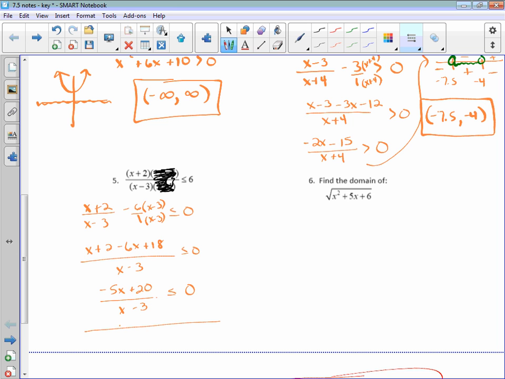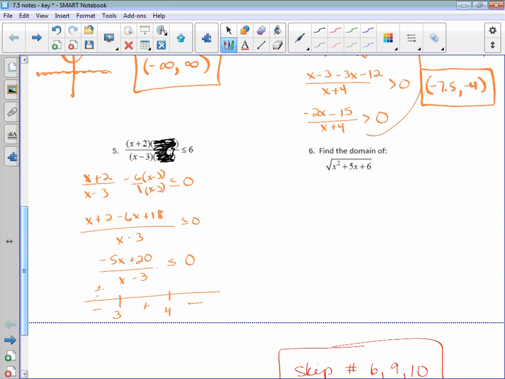Alright guys, so on your number line, you should have had 4 and 3. Is that what you guys had? Yes, 4 and 3 on your number line. Okay. So I'll plug in 0. I'm going to get positive over negative, positive, negative. It says less than or equal to 0, so I know I want the negative parts.